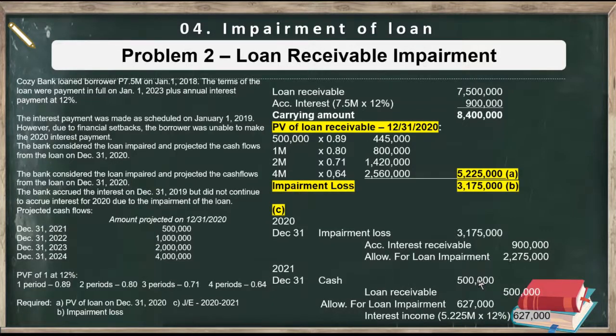In 2021, we record the collection of 500,000. So debit cash and credit loan receivable. And then we need to get the interest income. So that's based on the previous carrying amount, which is 5,225,000 times 12%. And then that would be 627,000. So debit allowance for loan impairment and credit interest income.